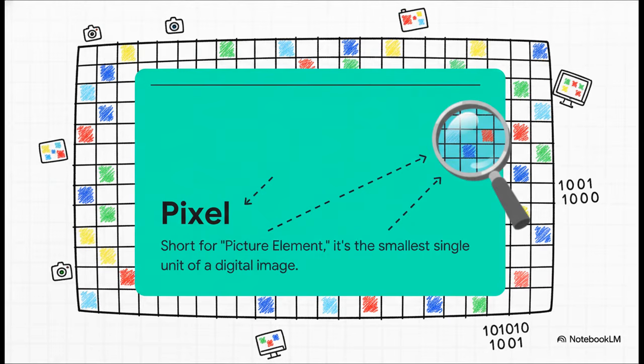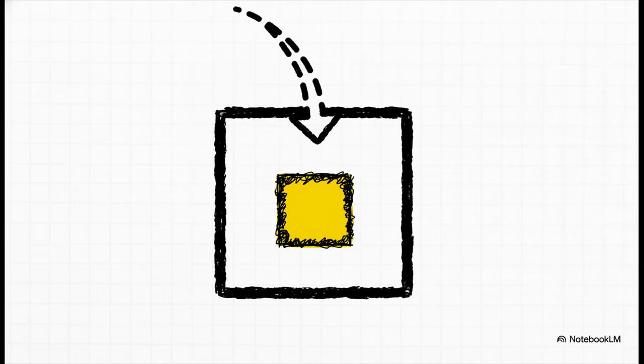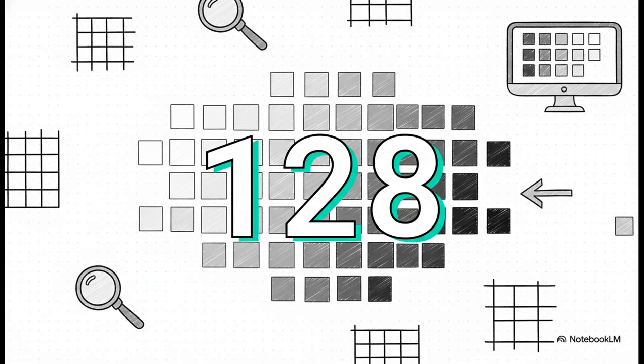Everything you see on a screen is built from these tiny little dots. And what's wild is that each pixel is incredibly simple. It's basically just a tiny box that holds only one piece of information, a single number. That's it. So let's just grab one of those numbers, say 128. This isn't just some random value. This number actually represents something real. In this case, it's telling us about a specific shade of gray.